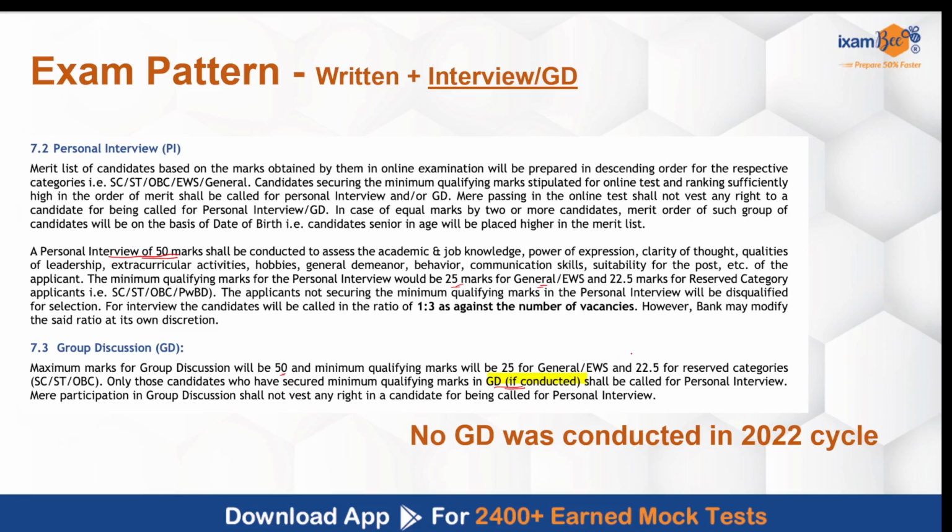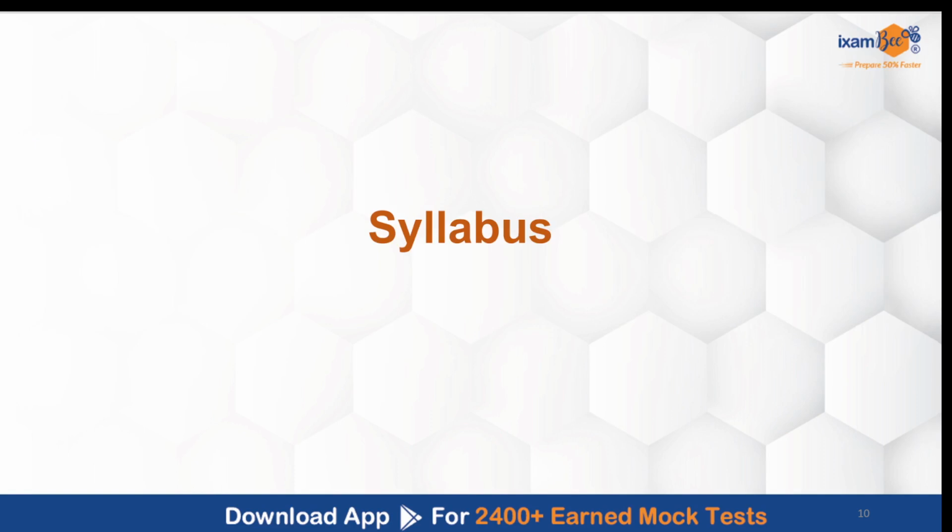But in the last cycle in 2021-22 that I was talking about, when Union Bank last did it, they had also written the same thing, but there was no GD conducted. It was only a written exam followed by an interview, right? So this is about the exam pattern.